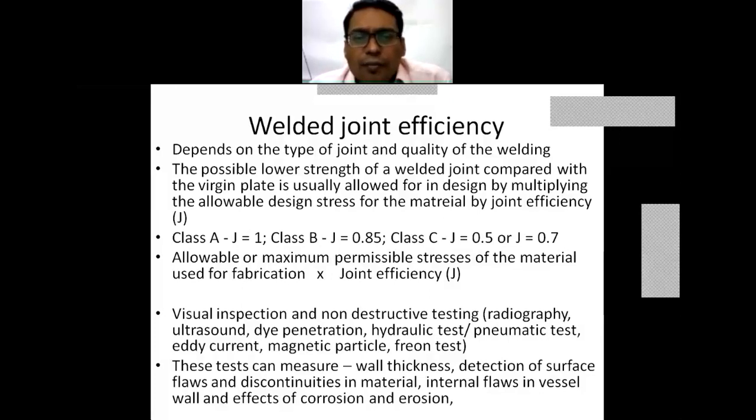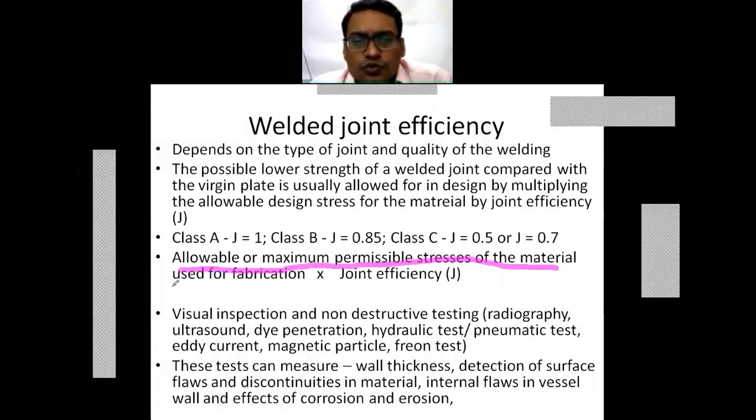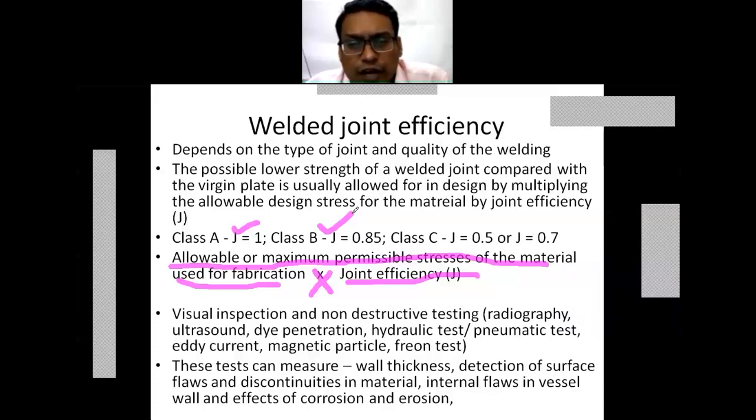So this is the allowable or the maximum permissible stress of the material used for fabrication, multiplied by the joint efficiency J. This is the role of the joint efficiency, which depends on the class of welding. Now when a welder does the welding, it has to be inspected. So visual inspection is there, and there are certain non-destructive testing inspections as well. In that, radiographic testing and ultrasound testing are there.